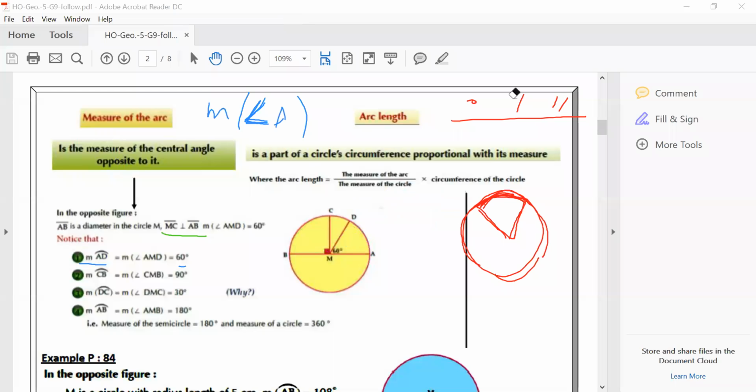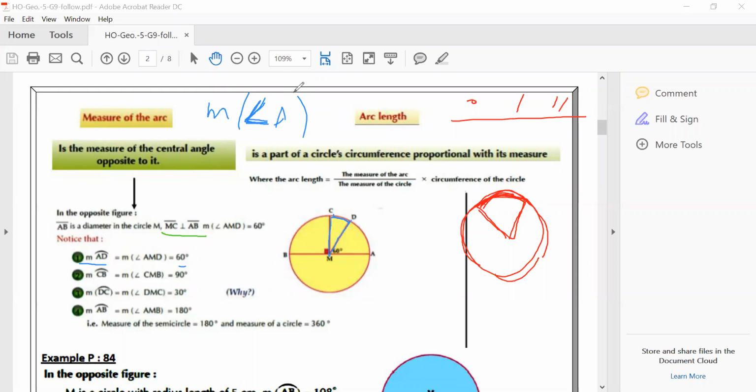Okay, Ahmed, are you with us or no? Yeah. Okay, Ahmed, I want arc DC, the small one. Opposite to which central angle? 30. Okay, name the angle for me, please. DMC. It is opposite to DMC.